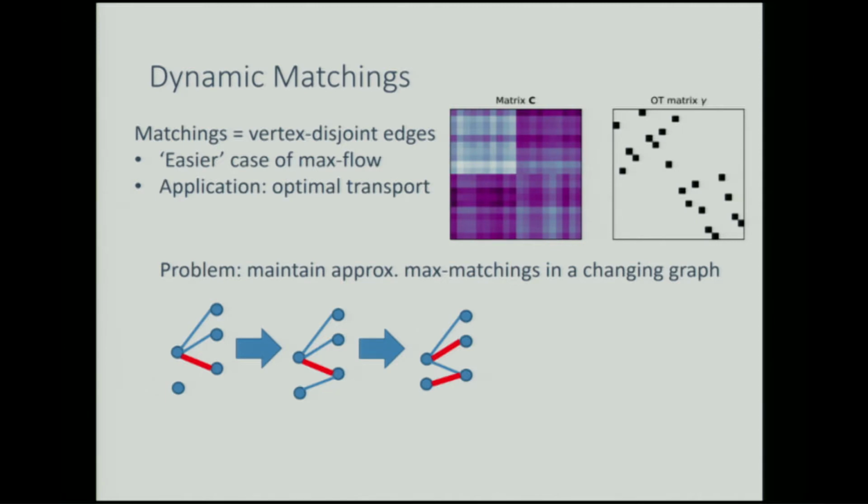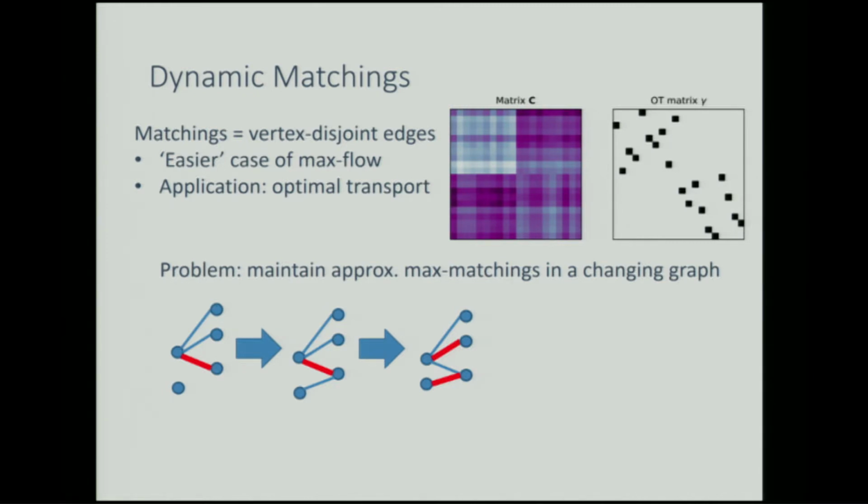This is an easier case of max flow. And you can just view it as: I have some vertices on the left, some vertices on the right, and I want to assign everybody on the left to everybody on the right while minimizing some cost. It's the assignment problem. And this is also something that recently has been used a lot in machine learning through what's called the optimal transport problem.